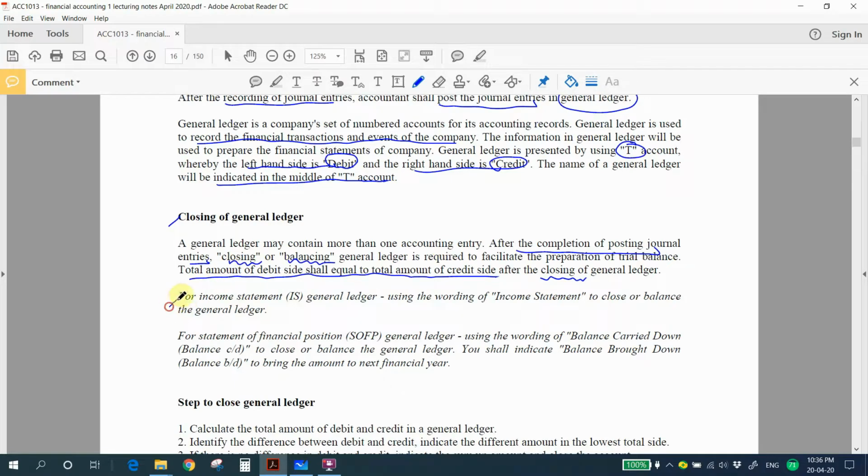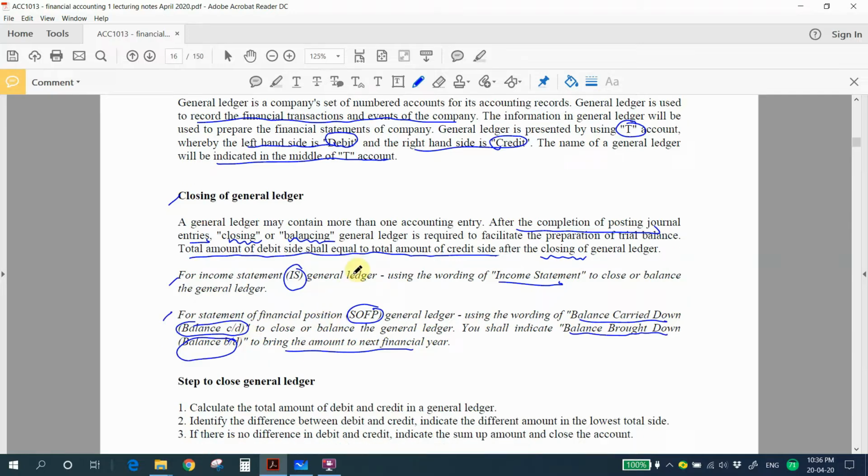For income statement items, the IS general ledger, we use the wording of income statement to close or balance the general ledger. However, for statement of financial position general ledger, SOFP, we use the wording of balance carried down, in short balance c/d, to close the balance, and then this amount will be brought to the next financial year. We use the wording called balance brought down, balance b/d. This I will explain in detail when we prepare the general ledger.